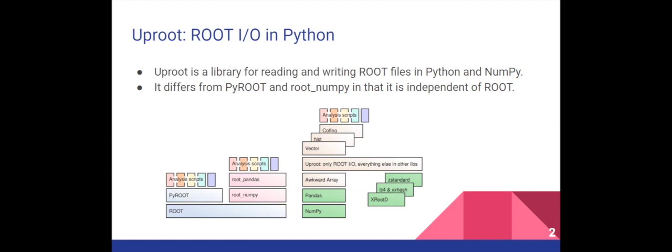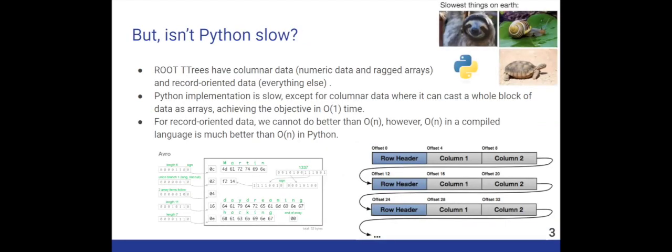So, having introduced Uproot, one question that might pop up in your head is, isn't Python slow? Why would you want to do file I/O in Python?